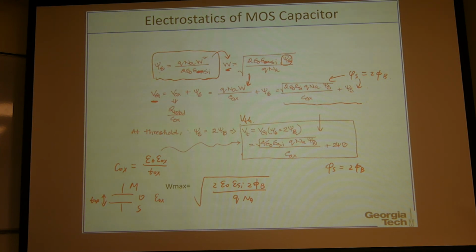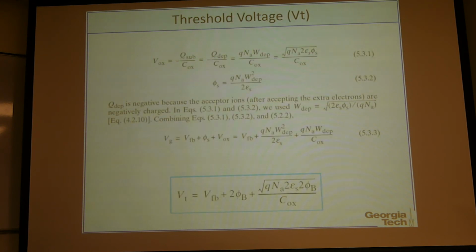Alright. So here again, I just copied from the textbook. We have the VOX and phi s. Then you have phi s plus VOX. So you get this one, and then you plug in the W. So you will get this eventual equation.